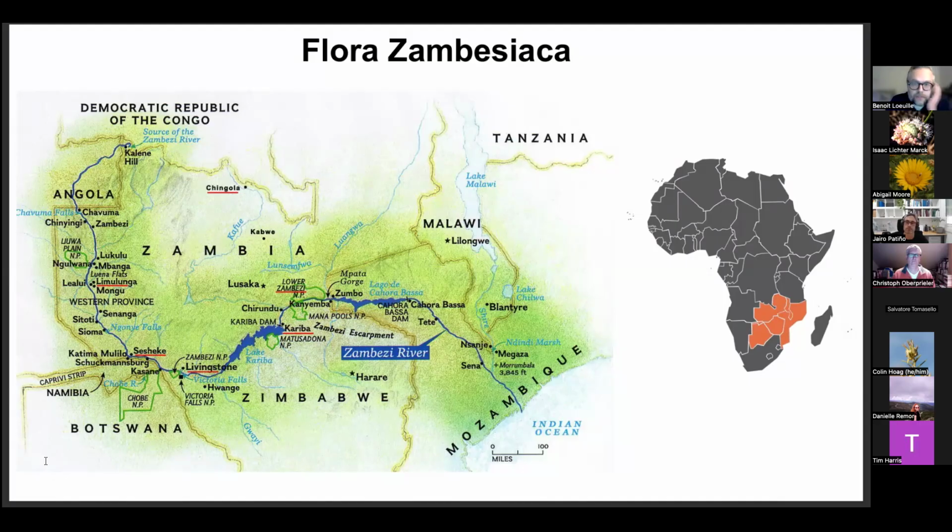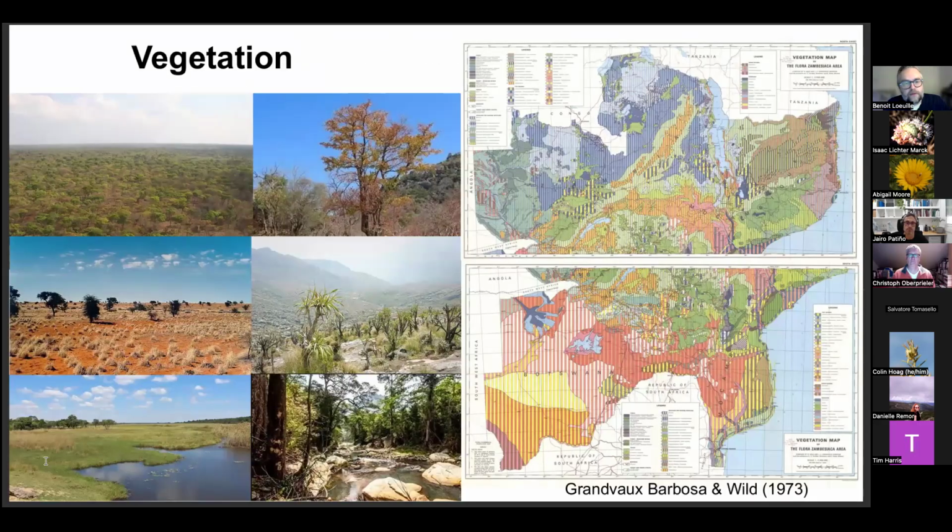The vegetation in the Flora Zambesiaca area is quite diverse, but most of it is covered by a savanna called Miombo. The Miombo is dominated by a few species of Brachystegia, a genus of Leguminosae. Another kind of savanna is the Mopane, which is dominated by the Mopane tree, another Leguminosae. You will find patches of Mopane in the southern part of the Flora Zambesiaca area.